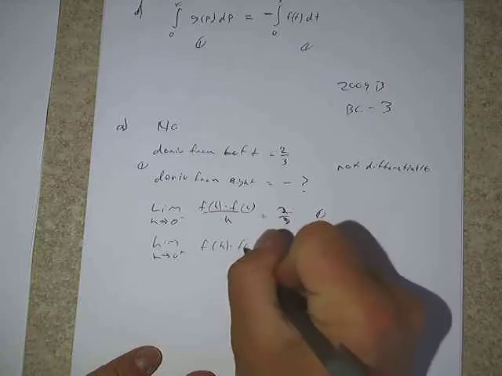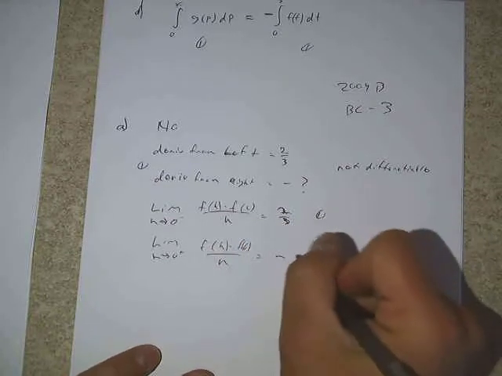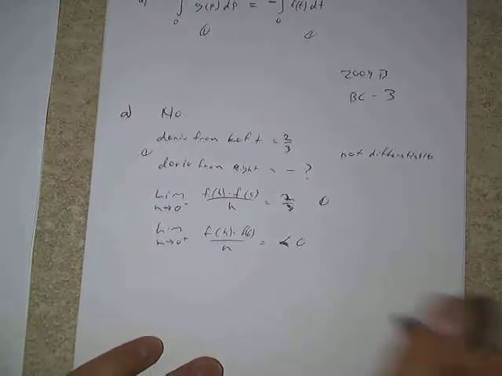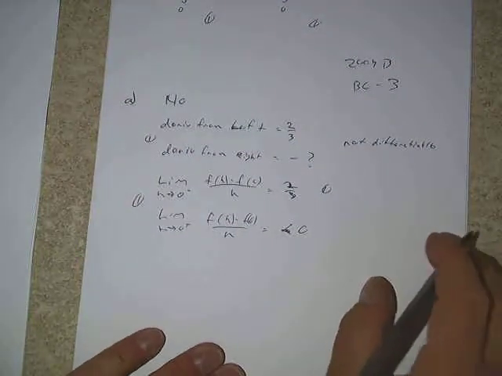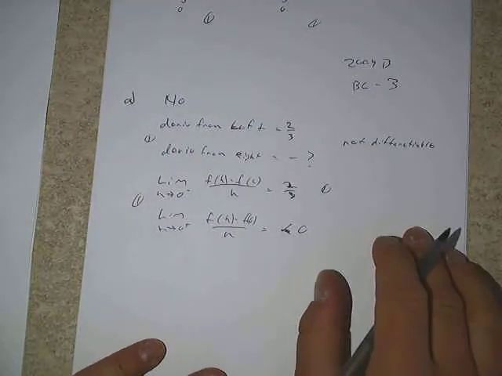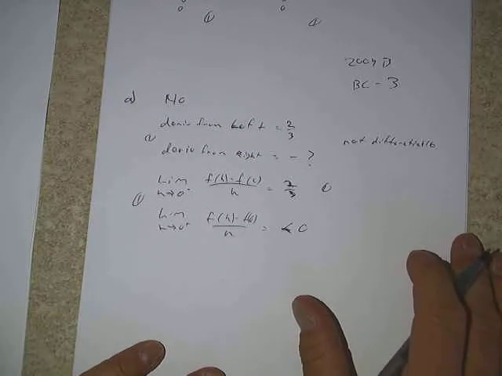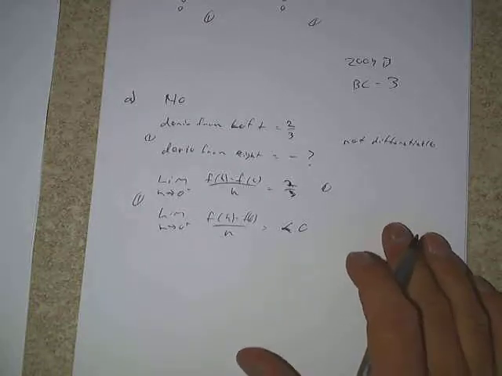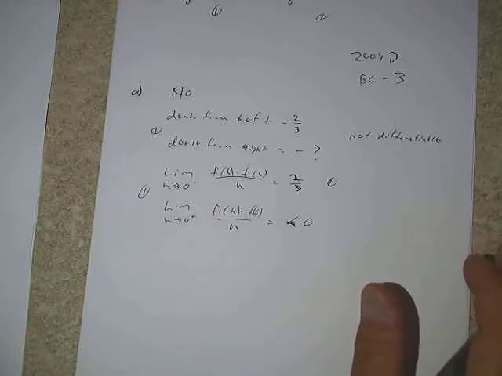One thing that you need to do here, though, is that they specifically said use the definition of the derivative here. So you need to show that difference quotient. So remember, limit as h approaches 0 from the left, we'll say, of f of h minus f of 0 over h is 2/3. Since they said use the definition of the derivative, you need to have that in there somewhere to get the points. Okay. So 1 point for that, 1 point for the justification, which is this essentially.